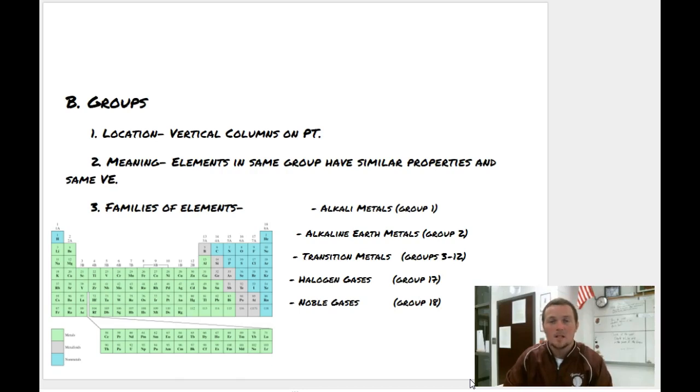That can be a question on your test. Most likely there will be a question on your test about which one has the most similar properties, and you find whichever ones are in the same family, the same group, the same vertical column, and that will be your answer.